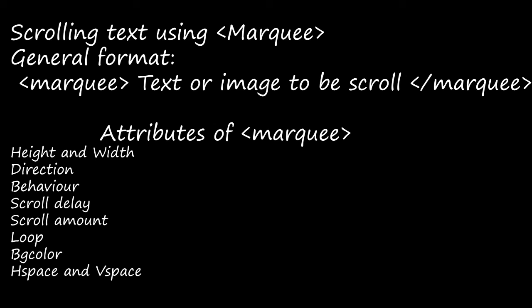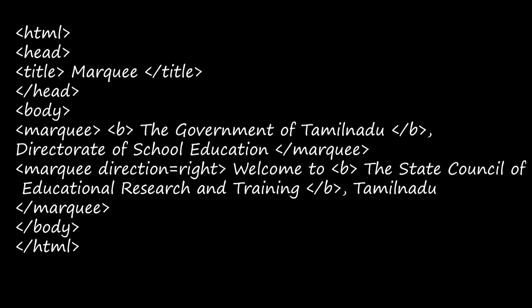Okay, and the next one is bgcolor. This is used to specify the background color of the marquee element. The element which is scrolling will have the background color if you give this bgcolor attribute, right? And the next ones are hspace and vspace. That is for defining the horizontal and vertical space around the marquee. The value you can give in pixels or percentage. The example is also given on page number 273.